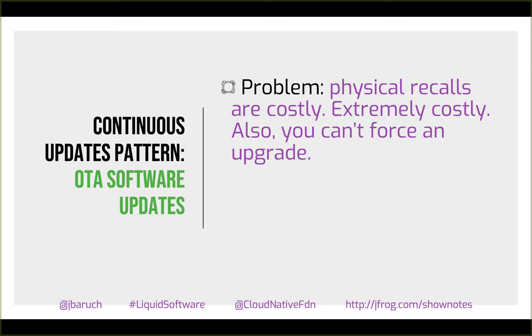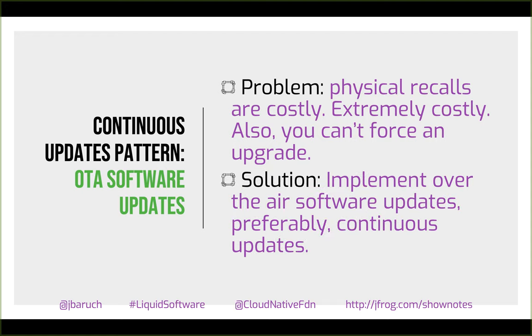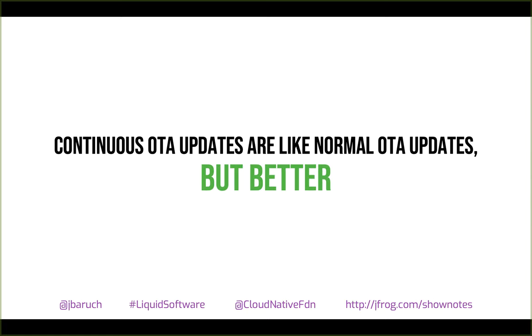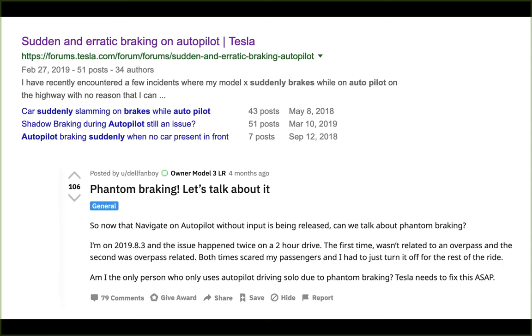And obviously, the way to solve it is using over-the-air software updates, preferably continuous updates. And the difference between normal over-the-air updates and continuous updates is this, for example. So that's another software-driven car. And that's Tesla. And one of the problems with Tesla Autopilot, namely, is what's called phantom braking. Phantom braking is you drive the car and the conditions are perfect. There is no interference.